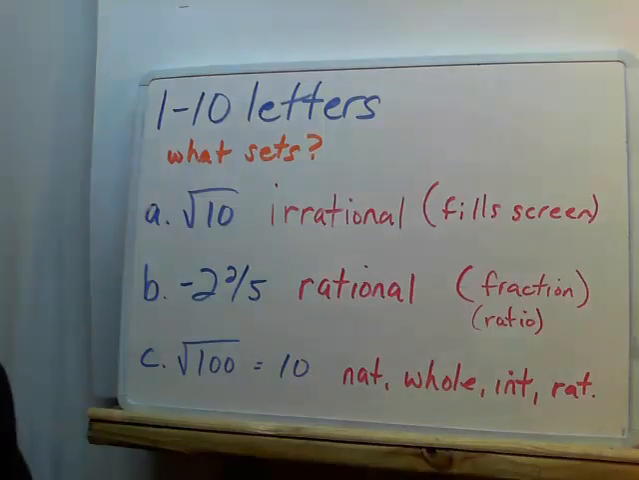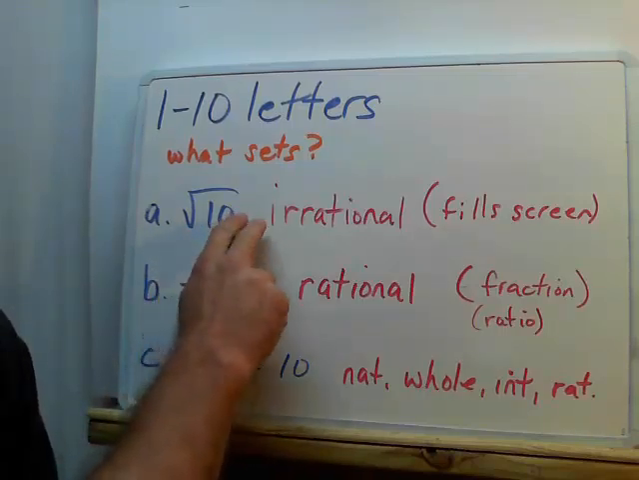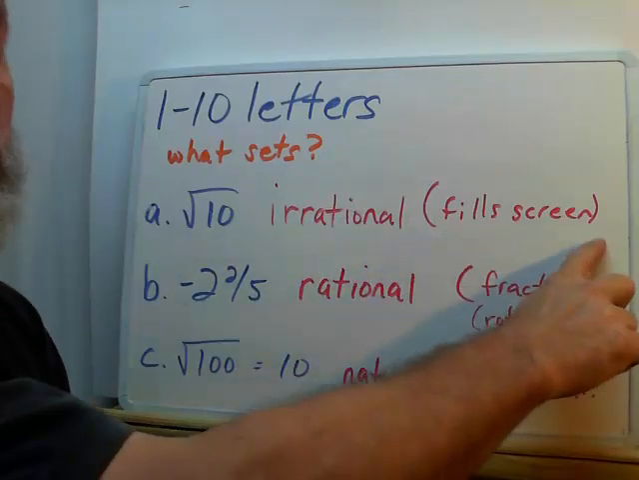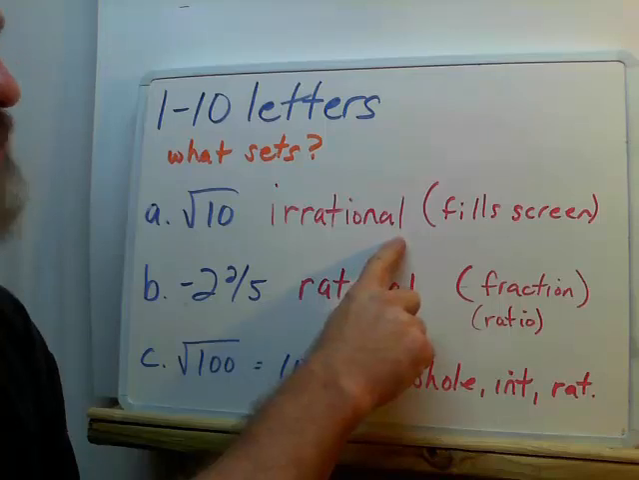First, we're being asked what set of numbers does this real number belong to? So we have the square root of 10. Put that in the calculator and you'll notice that it fills the screen. It does not repeat, it does not terminate, and that makes it irrational.